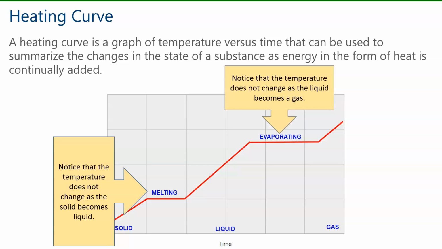The first plateau represents the latent heat of fusion. Here, the energy in the form of heat is being used to overcome attractive forces, not to increase the temperature, and that is why we have a plateau. The second plateau represents the latent heat of vaporization. We're having a change from a liquid to a gas, and again, the energy in the form of heat is being used to overcome attractive forces, not to increase the temperature.